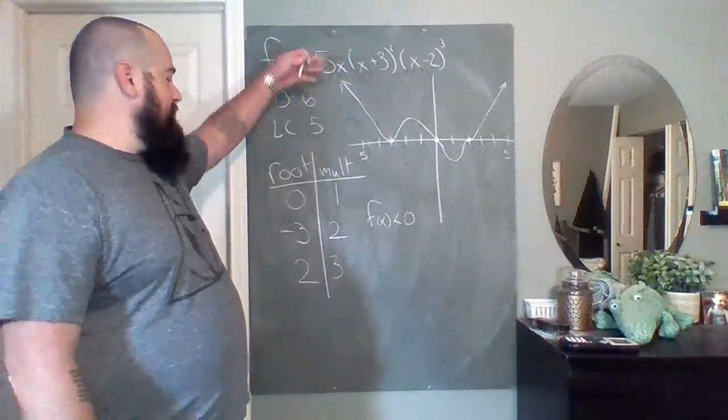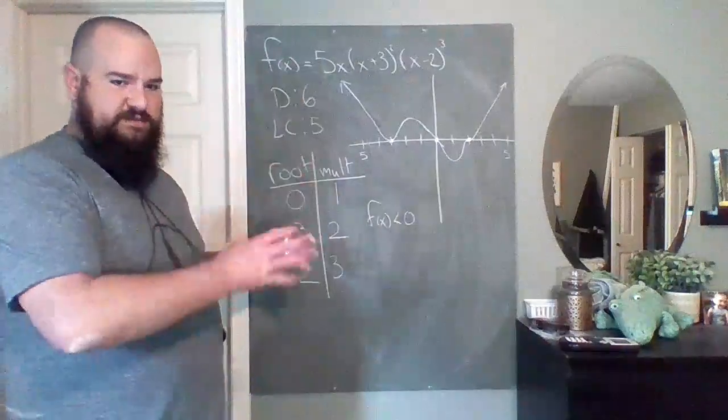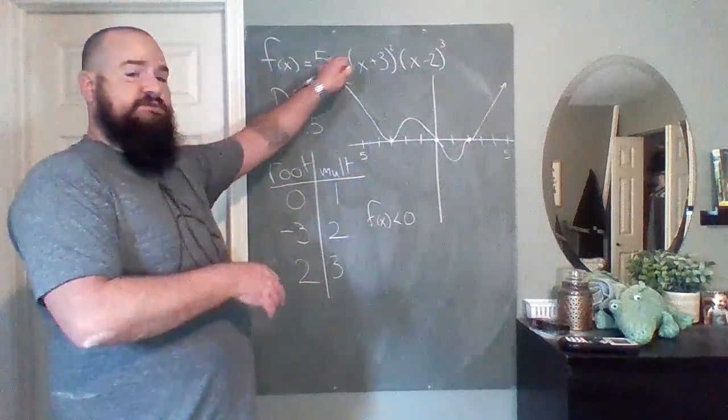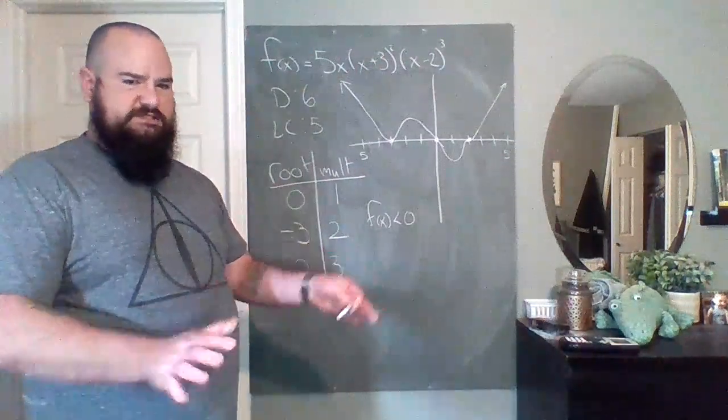I'm going to have to, okay, I found my roots. All right, now let me create my table, find the intervals, pick a test point, test that value into this crazy thing, get that value, check it. Seems like a lot of work.